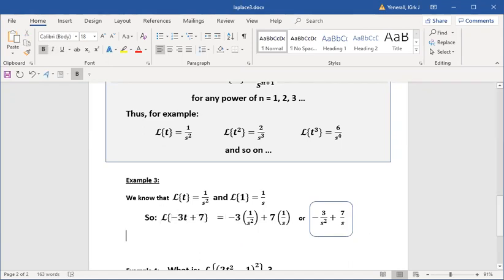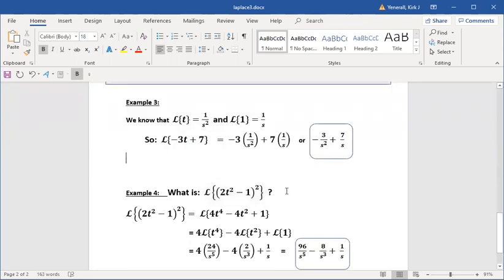As a final example for this video, suppose somebody asks us, what is the Laplace transform of the square of 2t squared minus 1? Well, that's an algebraic expression. And if we expand out 2t squared minus 1 squared, we know that algebraically that expands out to 4t to the fourth minus 4t squared plus 1. And that's just a polynomial. We'll break it up into pieces.